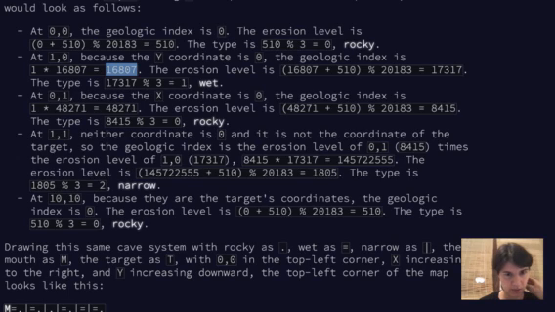At 0, 1, because the x coordinate is 0. Yep, so I forgot to do that one. And then for 1, 1, the geologic index is the erosion levels multiplied. So it's that smaller number. Wait, where was the 8451 coming from? Oh, that is this number here. Yep, so it's the smaller numbers, and I was getting the same number, I guess, because of how modulo works. Okay.